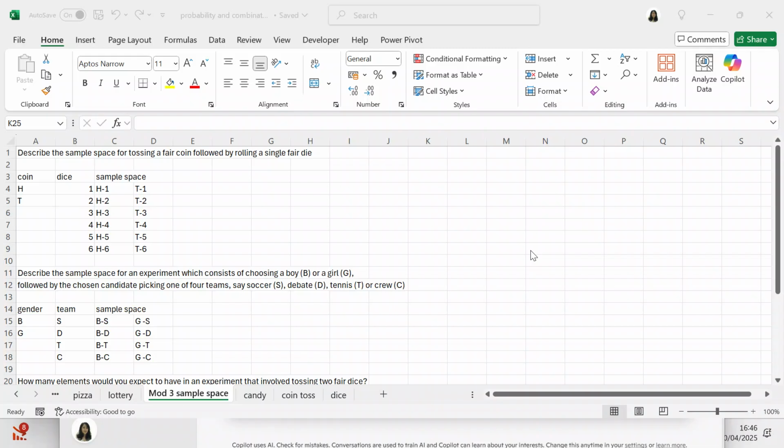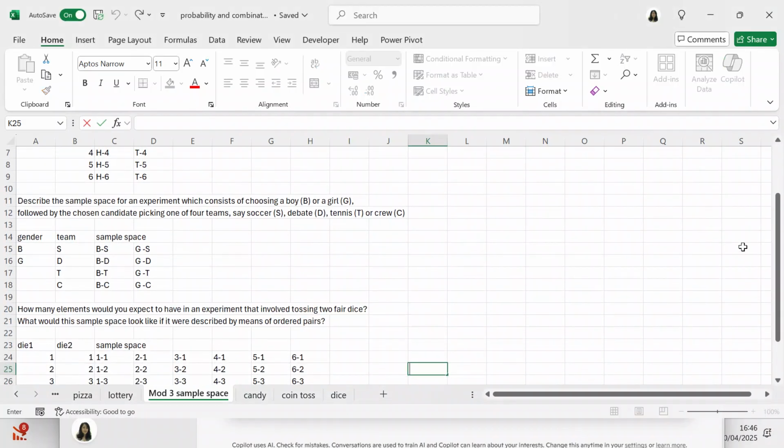So the first thing we're going to do, the first question, is: describe the sample space for tossing a fair coin followed by rolling a single fair die. So your coin is going to be heads or tails, and your die is going to be 1 to 6.